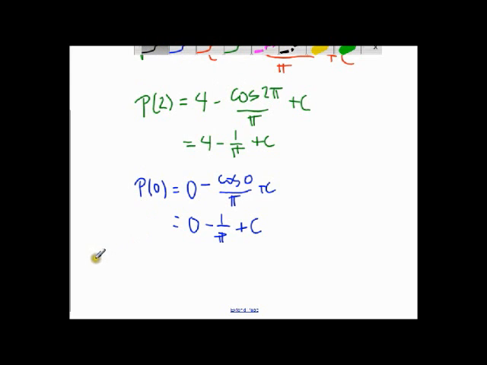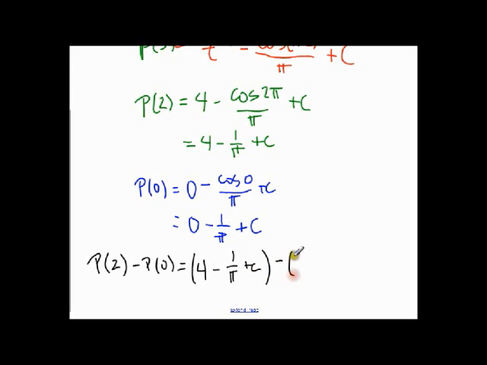So the displacement is going to be p of 2 minus p of 0. I'll just sub everything in. And now let's see what happens. Well, minus pi minus negative pi, so plus pi, cancels out. Plus c minus c, so these constants actually go away. And all we end up with is 4.